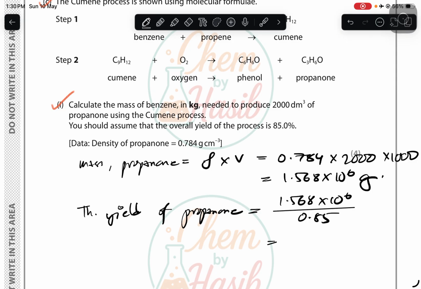1.568 into 10 to the power 6 divided by 0.85 will give you, let me calculate, 1.844706 into 10 to the power 6. Okay.